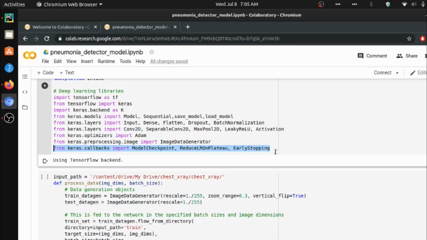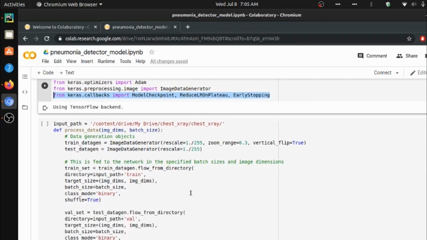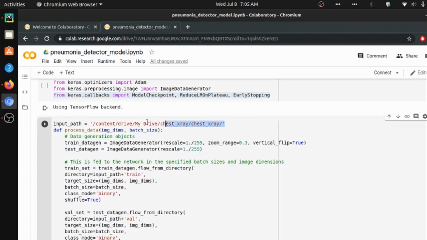Suppose I run this for next, in each different iteration I would be getting a new set of images that is different from the previous one. So let's just explain it through the code. I hope that it would be much easier to explain it through the code. So this is my input path, and this is where my images are stored. What does process underscore data do? Process underscore data takes an image underscore dims and batch size.